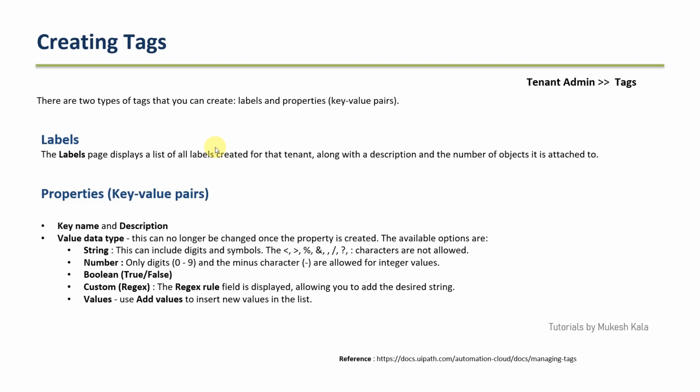Before I go into creating the tags, you need to understand that there are two types of tags which are available. One is called labels and the other is called properties. Okay, so when you talk about tags, there are two kinds of tags. One is called label and the other is called properties. Label is like simply labeling the items like finance, HR, legal. Whereas when I talk about the properties, it has a key value pair.